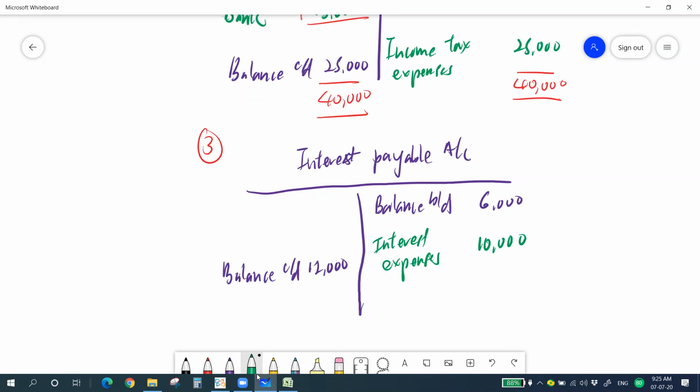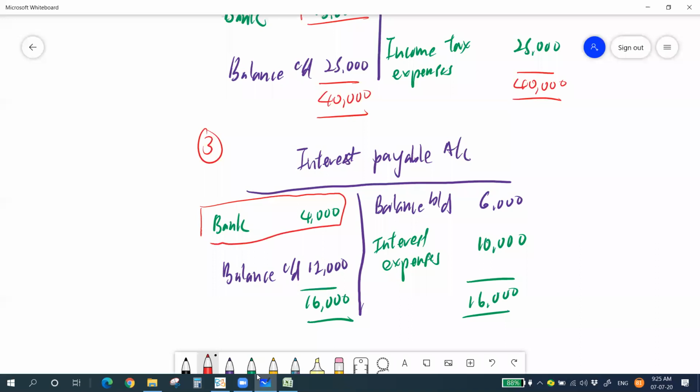So from this comparison, we can identify the missing information, right? The missing information will be the interest paid, your bank payment. So we figure out 16,000. So we have 4,000 here. So we have two amounts that we will record in our cash flow statement. The first one is your interest paid and also your interest expenses. These two amounts we will show in our cash flow statement.